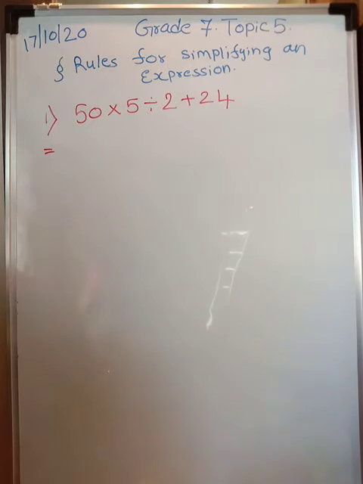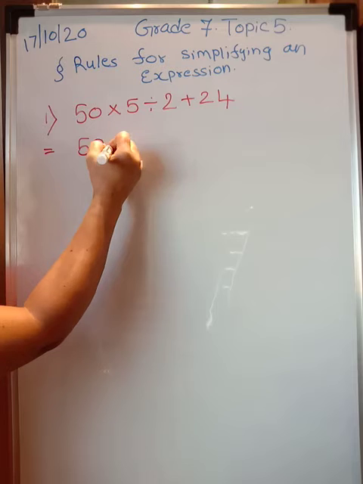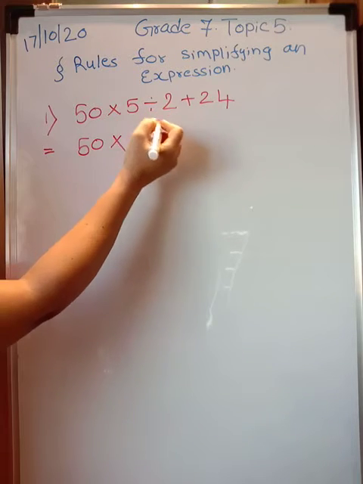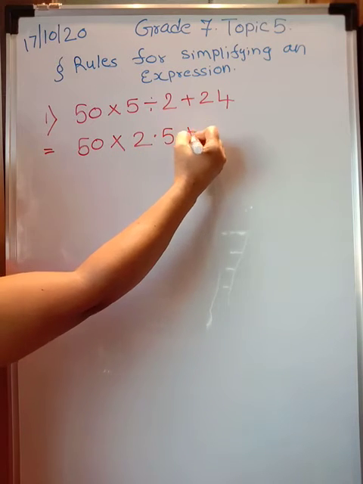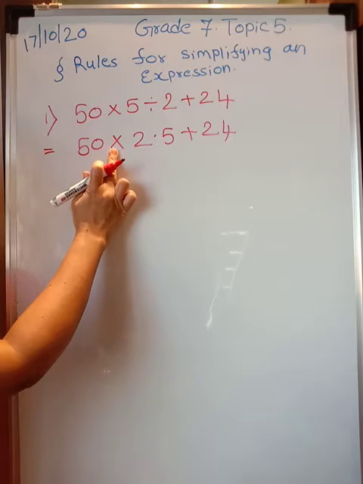Now see here the first problem: 50 into 5 divided by 2 plus 24. Let us follow BODMAS. According to BODMAS, division should be done first. So I am putting 50 as it is, the into sign as it is, and 5 divided by 2. It is dividing 5 by 2 or making half of 5. Half of 5 is what? 2.5, plus 24. Now in multiple operations, multiplication should come first.